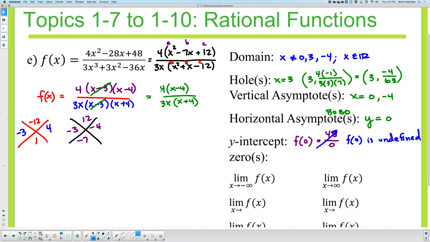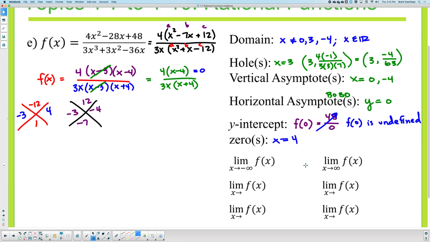Any zeros can be found from the numerator if you set that equal to 0. 4 cannot equal 0, but x minus 4 could if x is 4. So we should have a 0 at x equals 4. So let's take a look at this one's graph. This might take a little bit longer to type in.